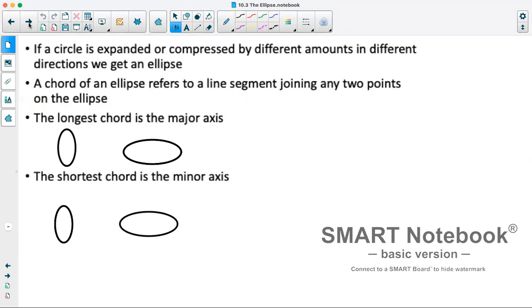Our longest chord is our major axis. Now, it doesn't have to be one particular direction. So for example, if our ellipse looks like it's stretched vertically, our major axis would be vertical. If it looks like it's been stretched horizontally, our major axis would be horizontal. So this would be our major axis, and this would be our major axis. The shortest chord is referred to as our minor axis. So that would be across here or across here.